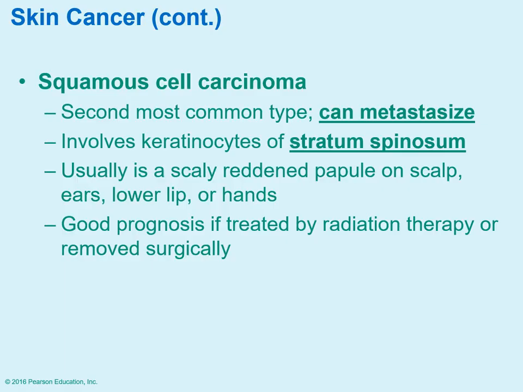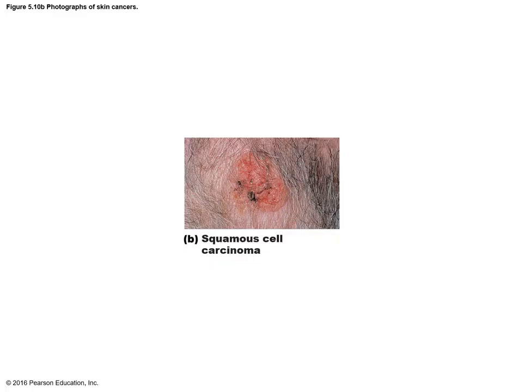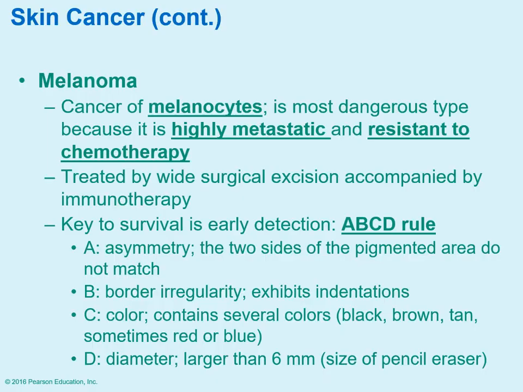Squamous cell carcinoma is the second most common type. Now, this can metastasize. It's involving the keratinocytes in the stratum spinosum layer. Usually it starts as a reddish area on the scalp, ears, lower lip, hands, areas that are often exposed to the sun. There's usually a very good prognosis with this. Once again, usually it's going to be removed surgically. In extreme cases, they may have to use radiation. So that may be what squamous cell looks like. Once again, each person is going to be a little bit different.